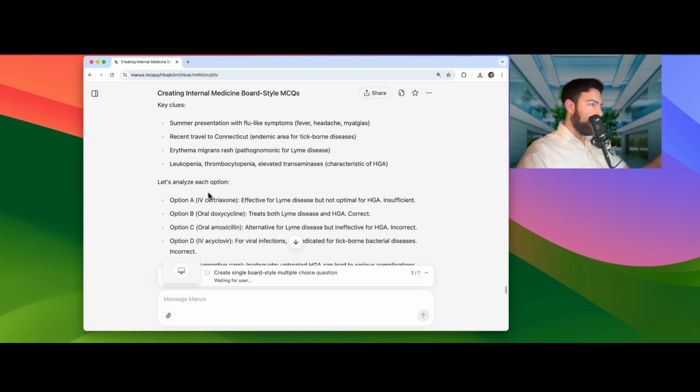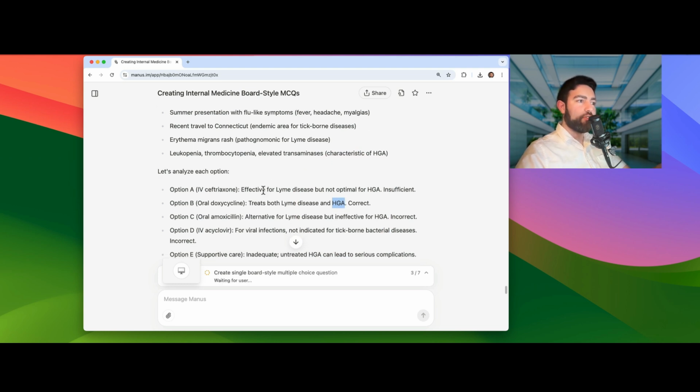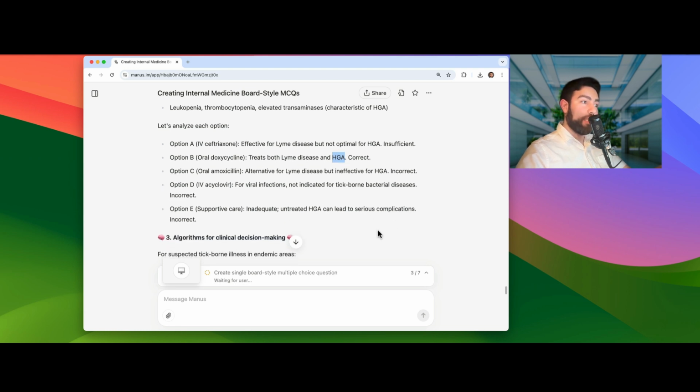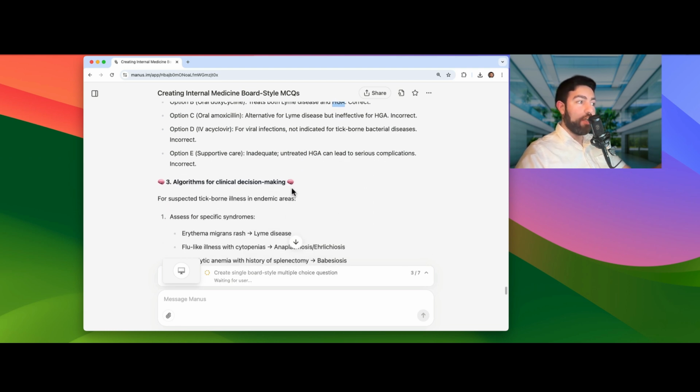And acyclovir would be for viral infection. Ceftriaxone may work for Lyme, right, but not optimal for HGA. So again, it becomes very important. Let's say you were to treat only Lyme and the patient could not tolerate doxy, and then you wanted to cover for HGA, and you really didn't know that this patient had HGA and tried to treat with ceftriaxone. The patient would have been inadequately treated, and that would lead to serious complications of HGA if it remains untreated.